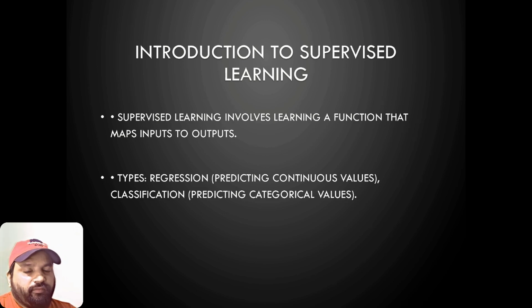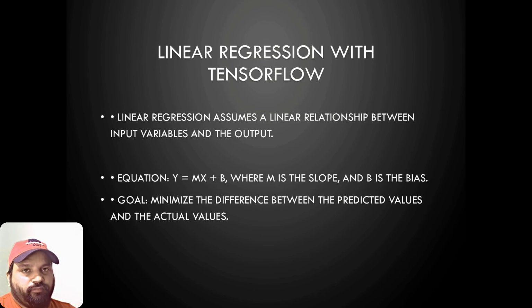Now we will see how we deploy linear regression with TensorFlow. Linear regression assumes a linear relationship between the input variable and the output variable. For that purpose, let's suppose the equation of a straight line, which is given by y equal to mx plus b, where m is the slope and b is the bias, or the intercept as well. So what is our goal? Our goal is to minimize the difference between the predicted value and the actual value.